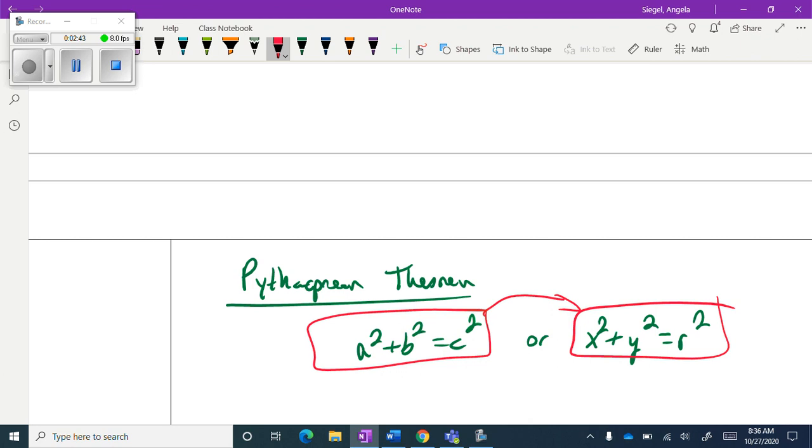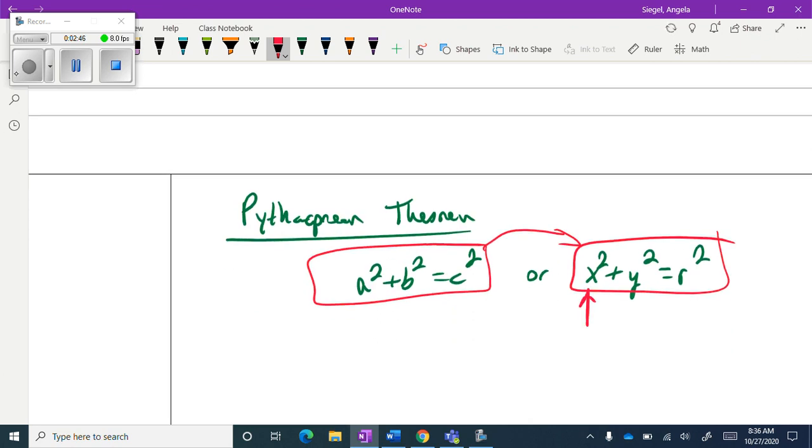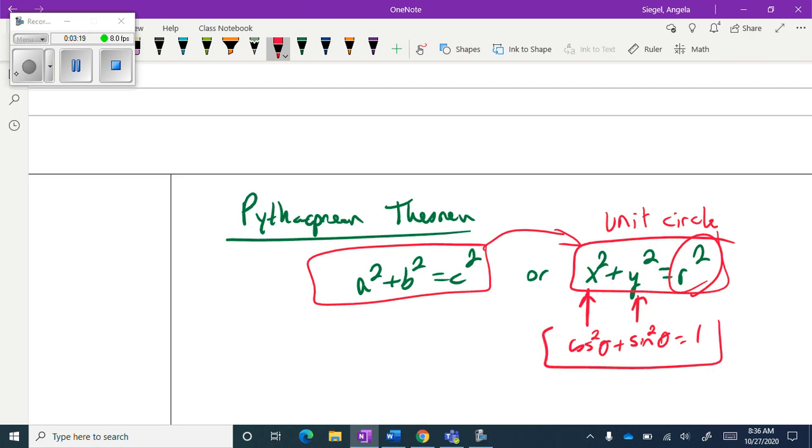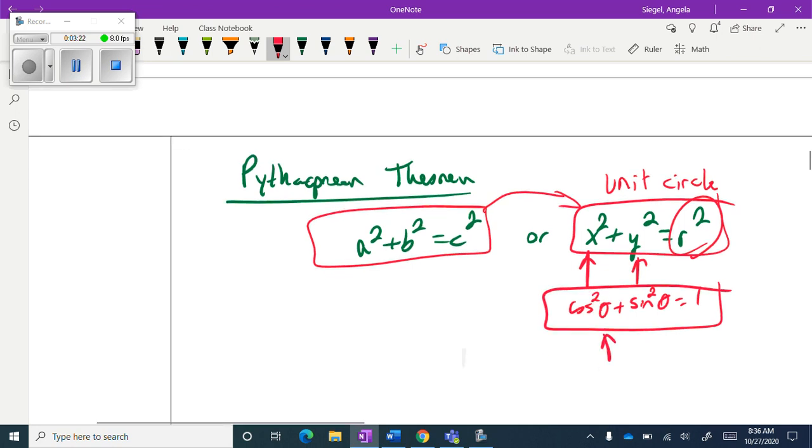Then a couple units ago, we talked about in the unit circle how x was representative of cosine and y was representative of sine. So think about cosine squared of whatever your angle is plus sine squared of whatever your angle is equals radius squared. Well, in a unit circle the radius is 1, so the radius squared would be 1. So this is our basic Pythagorean identity that we are going to use over and over again.